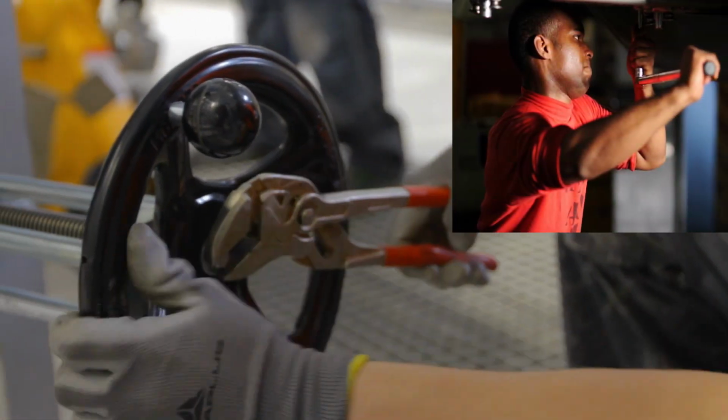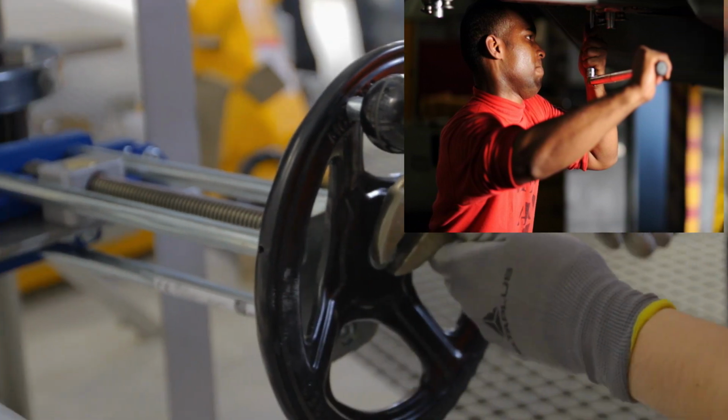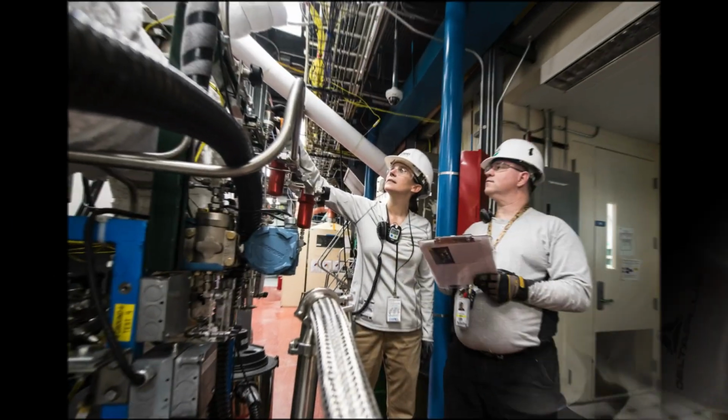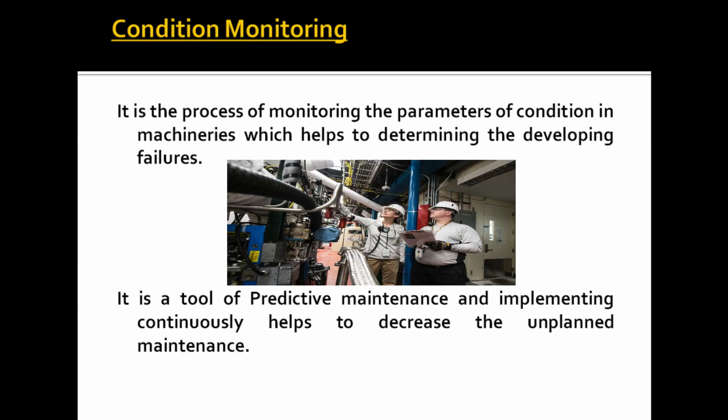Before implementing any sort of maintenance, it is important to review the condition of the machine through collected data, and this data is obtained through condition monitoring. So, condition monitoring is defined as the process of monitoring the condition parameters of a machine, which helps to determine developing failure.